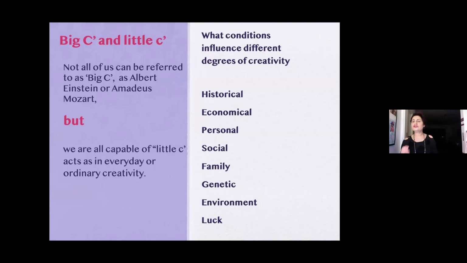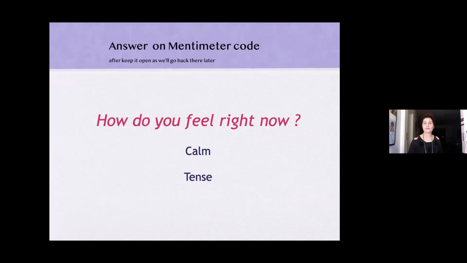So what conditions influence different degrees of creativity? Because that's what we're talking about, different degrees of creativity. So the historical, economic, personal, and social conditions definitely have a very strong impact. Of course, the family, the genetics, the environment, and luck. Sometimes, well, we do need a little bit of luck. Now, all those conditions are definitely playing a big role in how that innate potential that we all have can develop.